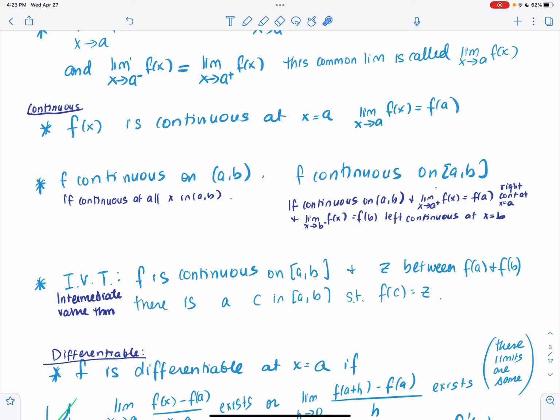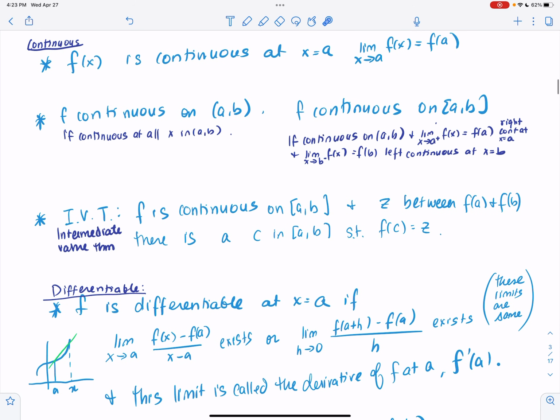Okay? Now, say you have a function f which is continuous on a closed interval, and you take any value z between f of a and f of b. f of a could be less than f of b or bigger than f of b. Okay, of course, if f of a equals f of b, then there is no z strictly between f of a and f of b, but you can just say that common value is z. Then there is a c in this interval [a, b] such that f of c equals z.